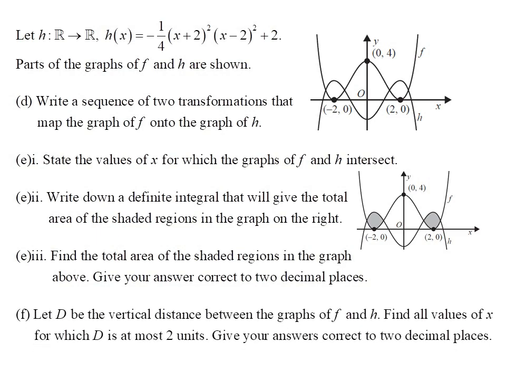In part F of this question, if D is the vertical distance between the graphs of f of x and h of x, the question here is to find all the values of x for which D is at most 2 units.